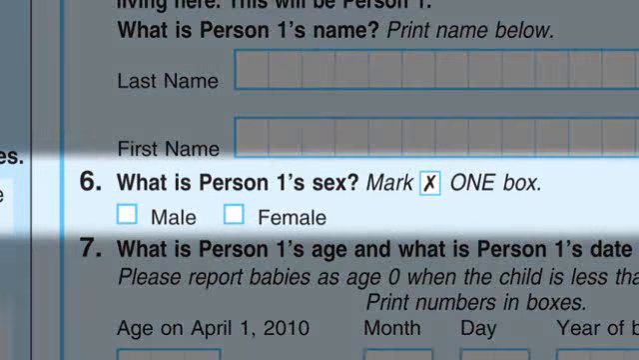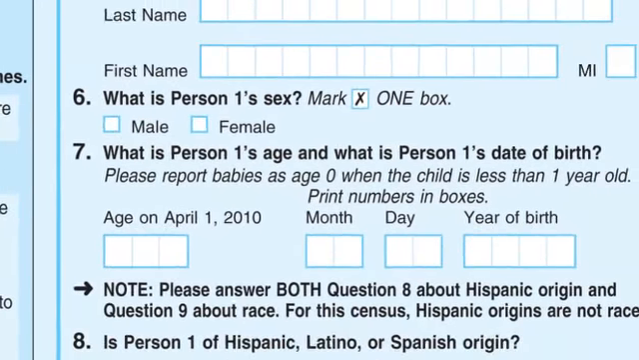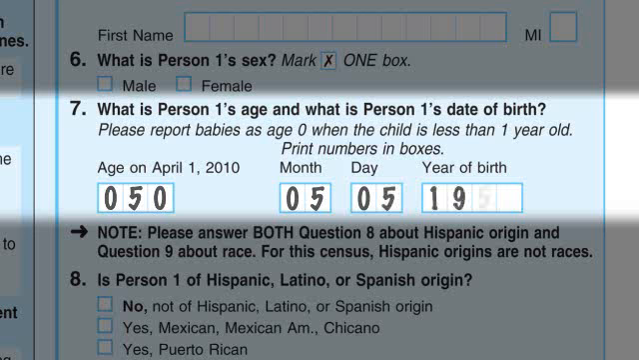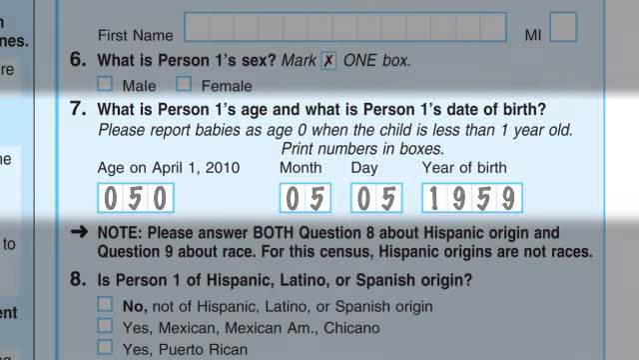Question 6 asks for person 1's sex. Please mark one box, male or female. Question 7 asks for person 1's age on April 1st, 2010, and for person 1's date of birth. Please include both person 1's age and date of birth and print numbers in all of the boxes.